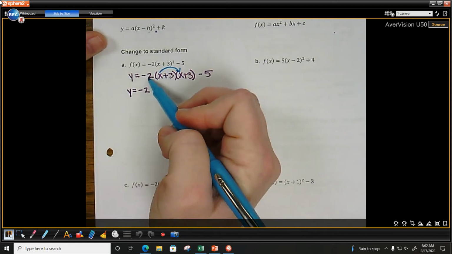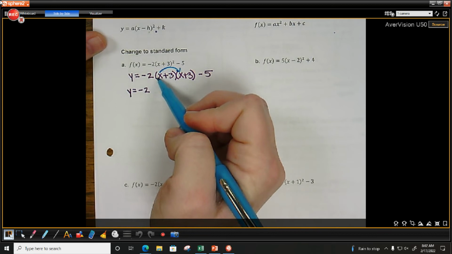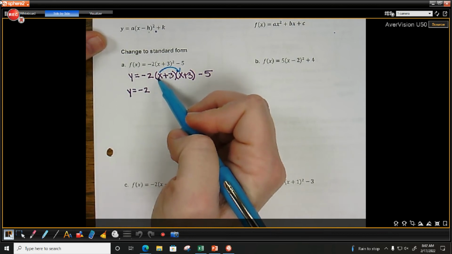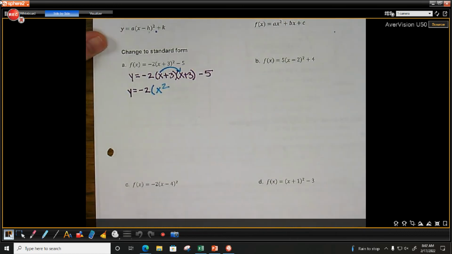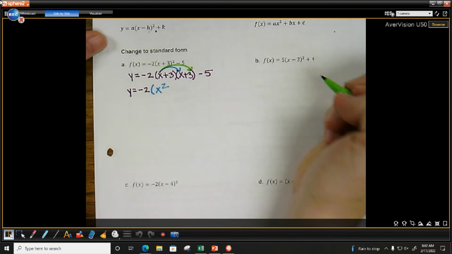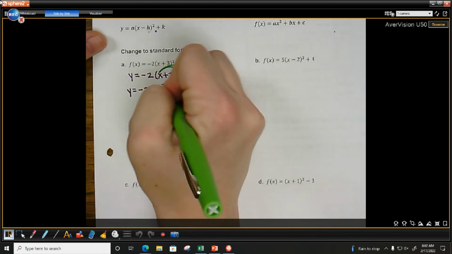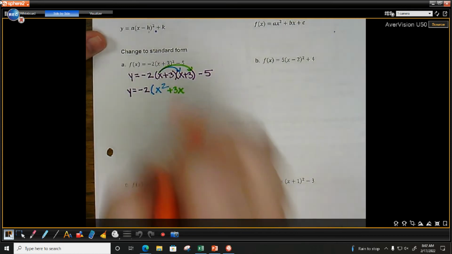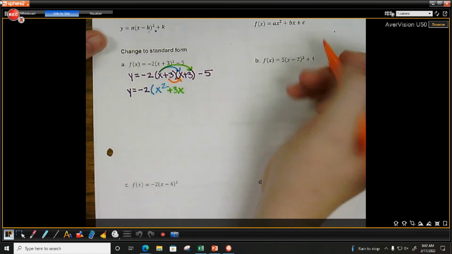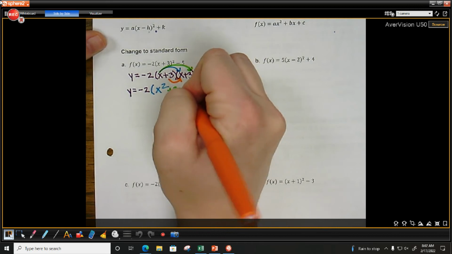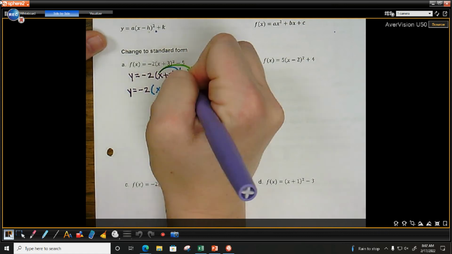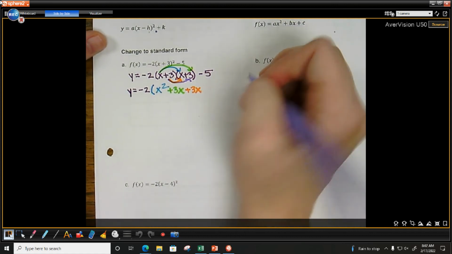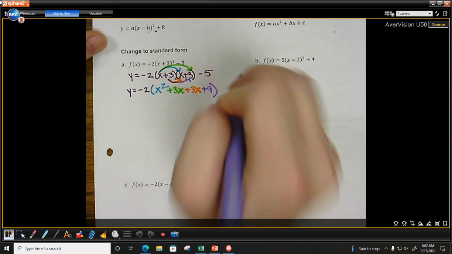Multiplying it with the parentheses. So I still have to multiply the -2. Okay, so x times x, y'all said, is x squared. Good job. X times 3, 3x. I'm done with my x, move on to your 3. What's 3 times x? 3x. And then 3 times 3, 9. Good job. Am I going to distribute anything to that -5? Nope, it's not in the parentheses. Just drop it down.